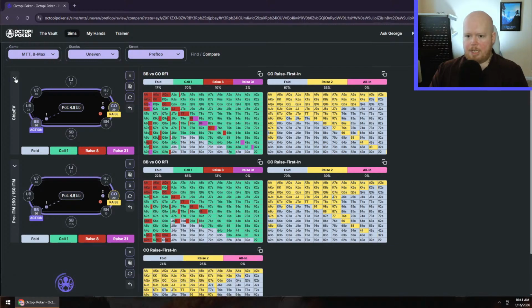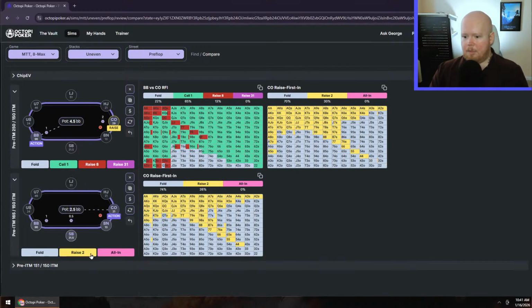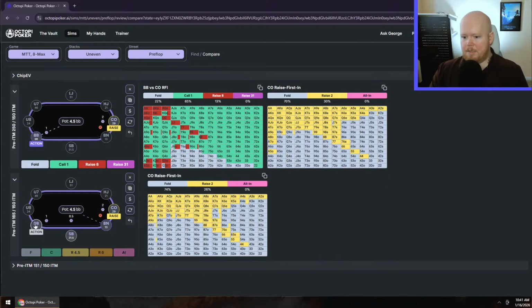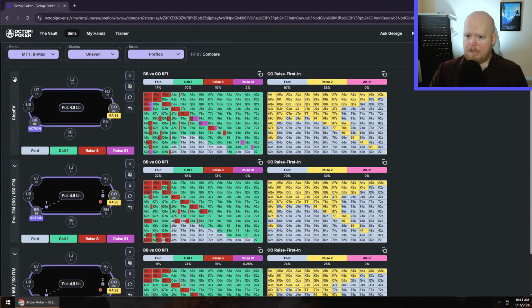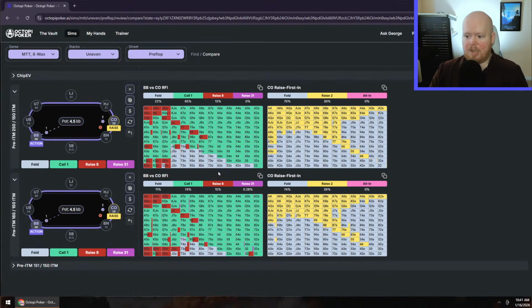And if we do continue through that vein, and we look at what happens in this spot, 16.5% of the field, again, they are making adaptations here. But now is where the ICM pressure starts to ramp up to the point where significant changes do happen. Because now, even though the cutoff is only opening 26%, the big blind is actually defending wider, 74%. In fact, are they defending wider than ChipEV? Yes, they are. So they actually are defending slightly wider than ChipEV here.